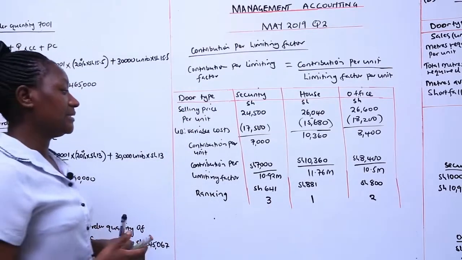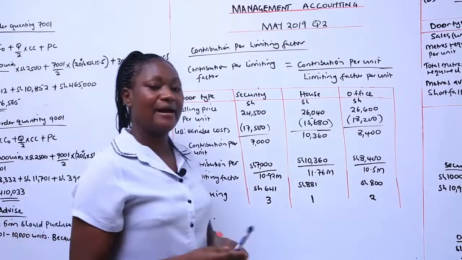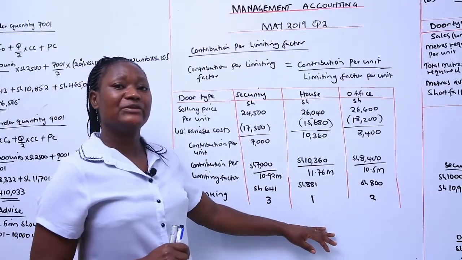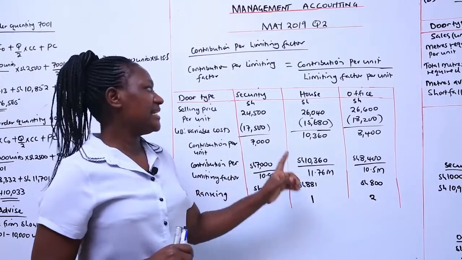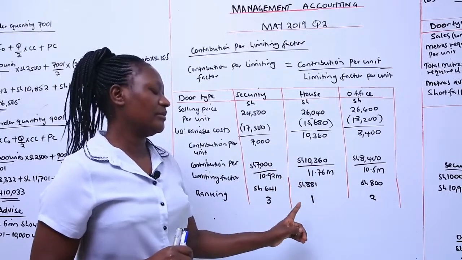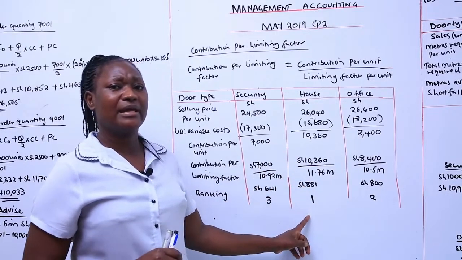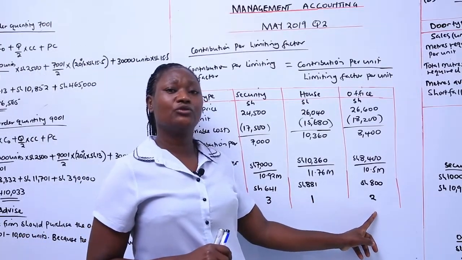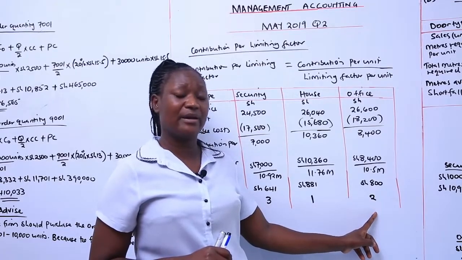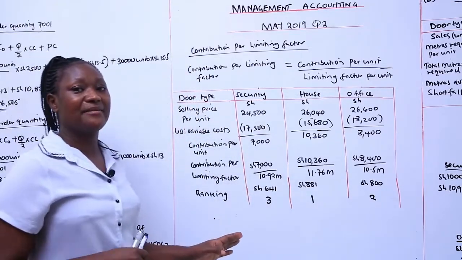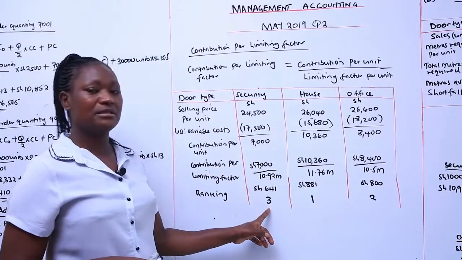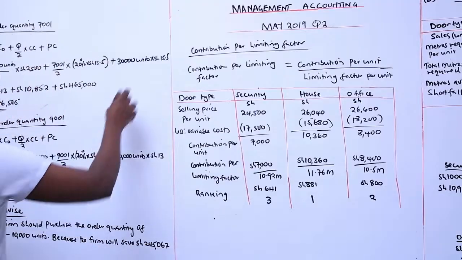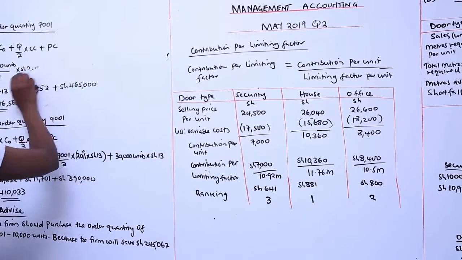So what does it mean? It simply means that since the farm is limited by the number of meters that it needs to use to produce these doors, then it has to consider producing house because it is more profitable. If we have any number of meters remaining, then we should use it to produce office, which is our number 2. And if we have any other remaining, then we can produce security. That's what it means.